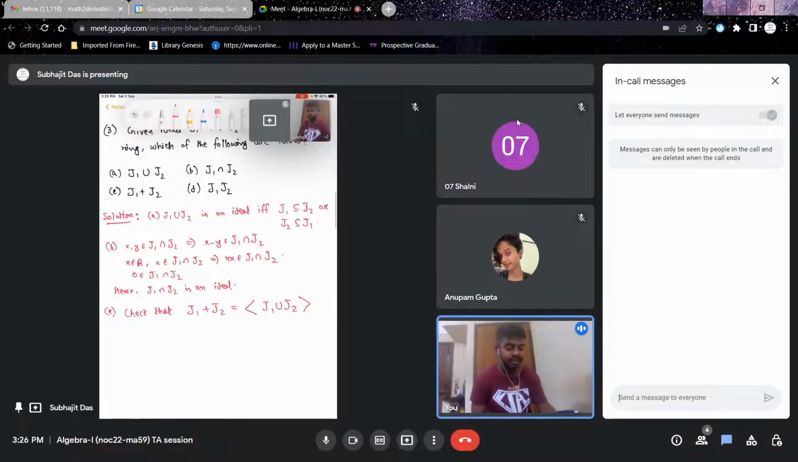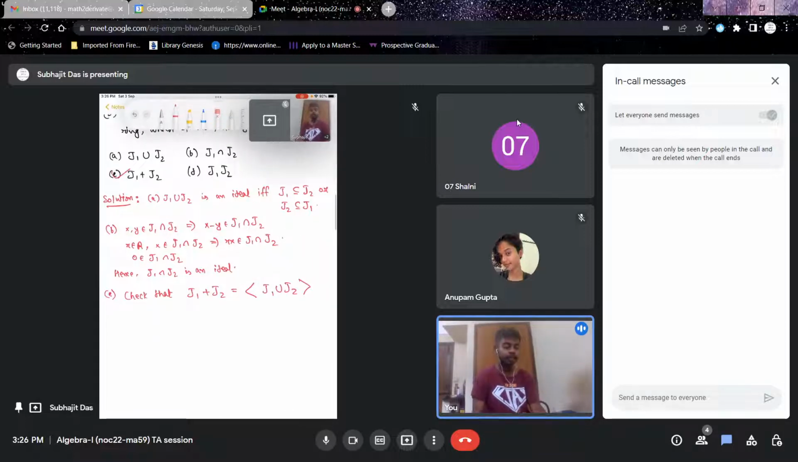So option C is certainly correct, right? And what about option D? By the way, by J1 J2 I mean this: all elements of the form summation xi yi, i running from 1 to n, where xi is in J1, yi is in J2, and n is any natural number. So J1 into J2, this is precisely the definition of the product of two ideals.